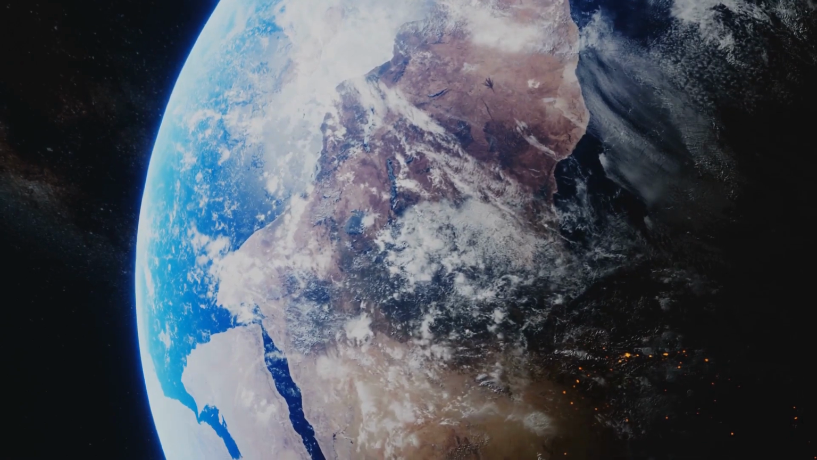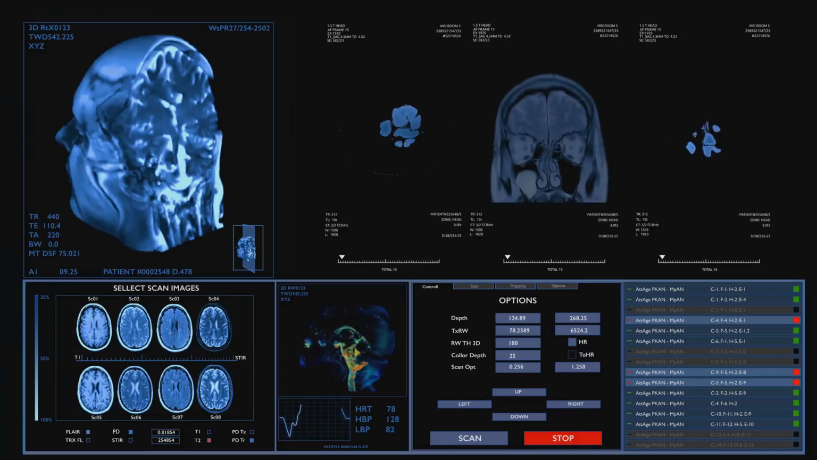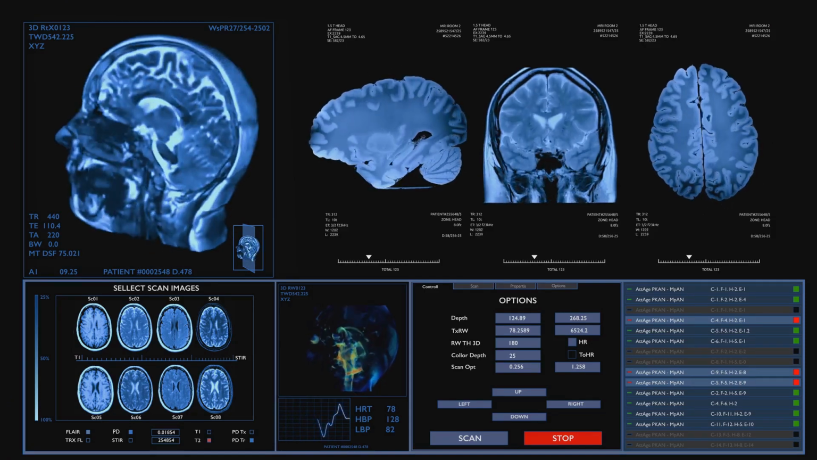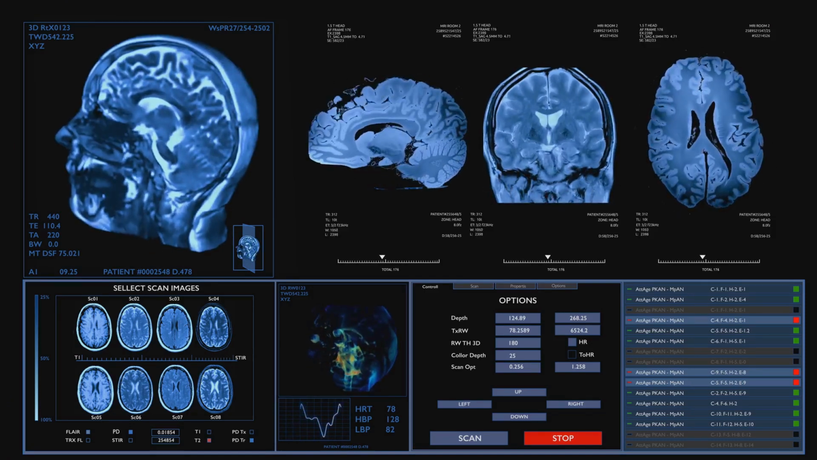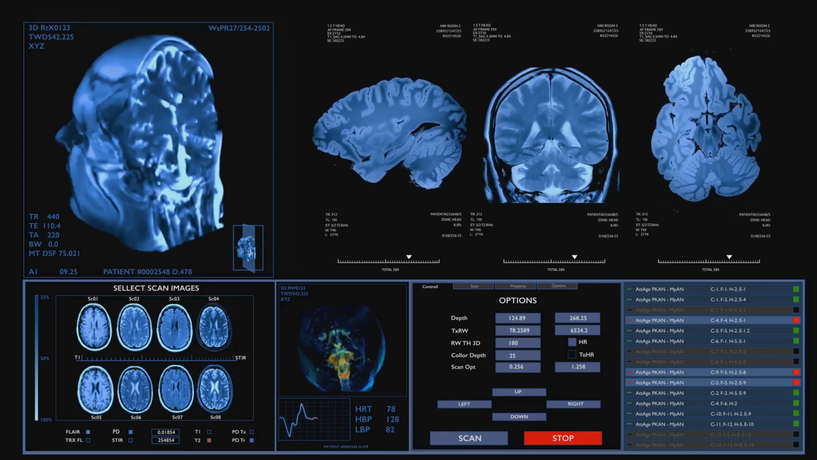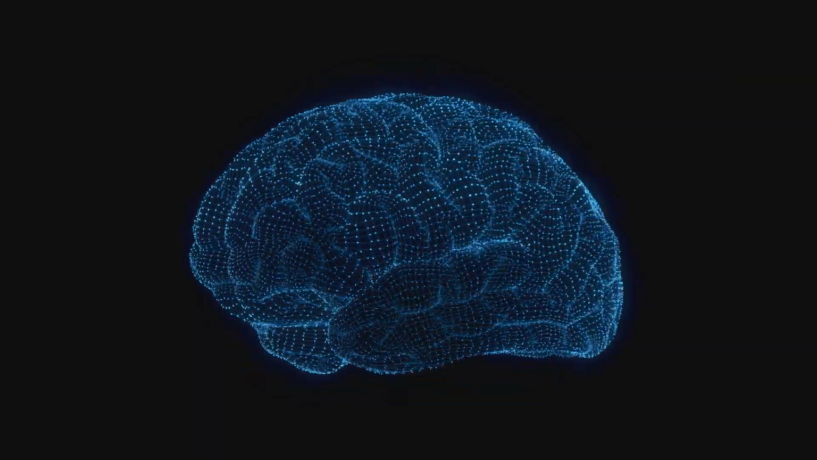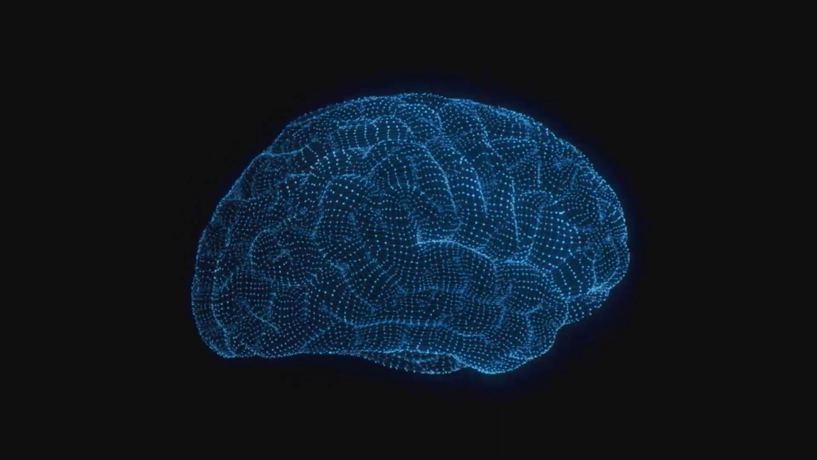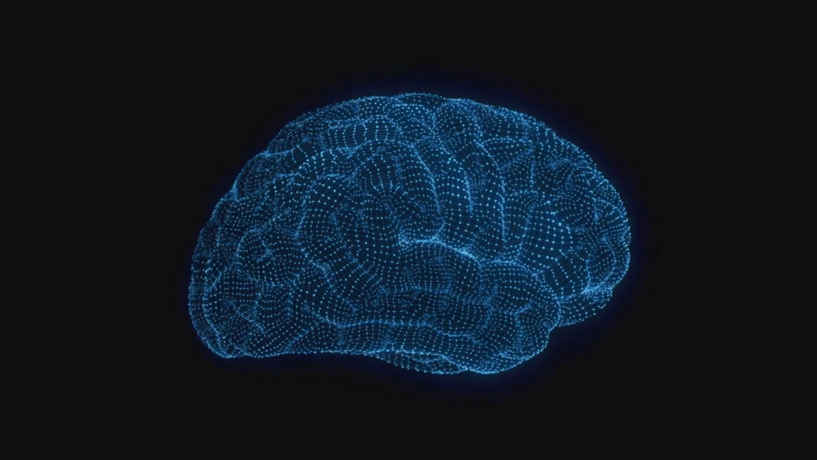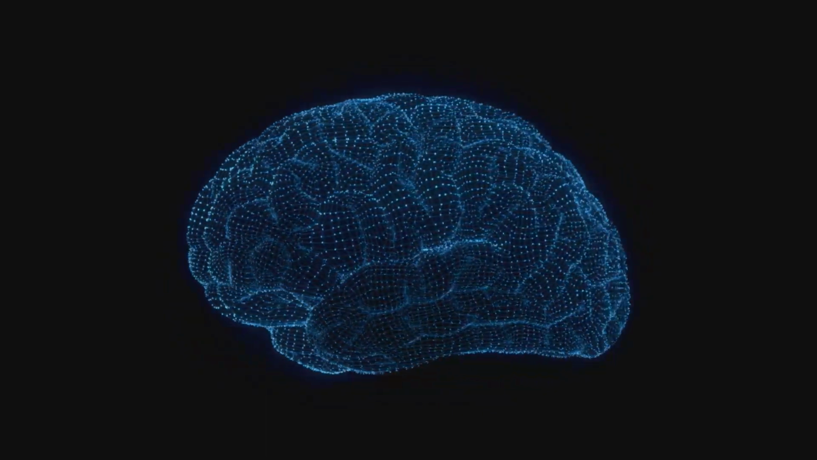And then, about 2 million years ago, a new creature emerged on the scene, Homo sapiens, us. We were not the strongest nor the fastest, but we had something no other species had, an unprecedented level of intelligence. This intelligence, coupled with our ability to manipulate our environment, propelled us to the top of the food chain.